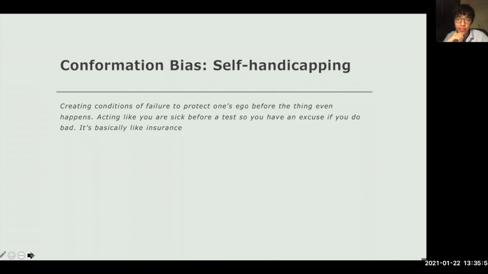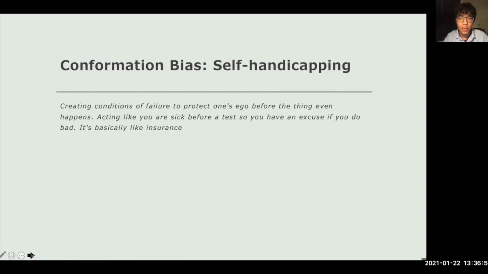All right. The next type of confirmation bias is known as self-handicapping: creating conditions of failure to protect one's ego before the thing even happens, acting like you're sick before a test, so you have an excuse if you do badly. It's basically like insurance. If you go for the test and you know you haven't studied well for it, you say, oh, I'm sick, so even if I don't do well on this test, it's completely fine. And then you don't do well on the test, and you blame it on the fact that you're sick. It's basically like a backup insurance just in case things don't work out. In high school, people would do that when they would go to a test and say, oh, I haven't really studied for this test. Like I had a game last night.